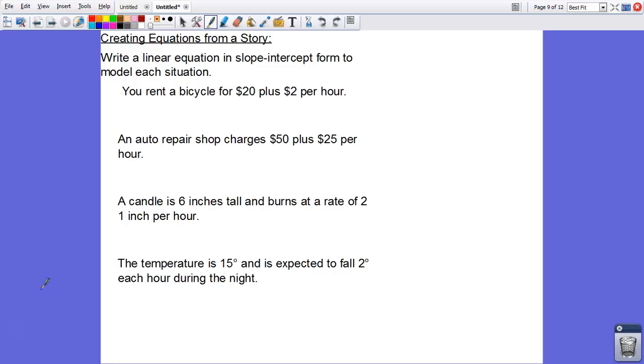All right, you guys, welcome to page 2. What we need to remember about creating equations from stories, and we're working with the slope-intercept form, y equals slope times x plus our y-intercept. Our y-intercept is the starting point. It's where your line is going to cross the y-axis, and your slope is the rise over the run, our little slope triangle. You have notes on this, please get them out.